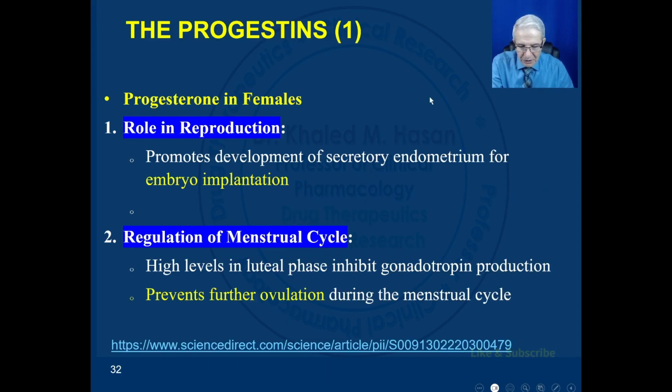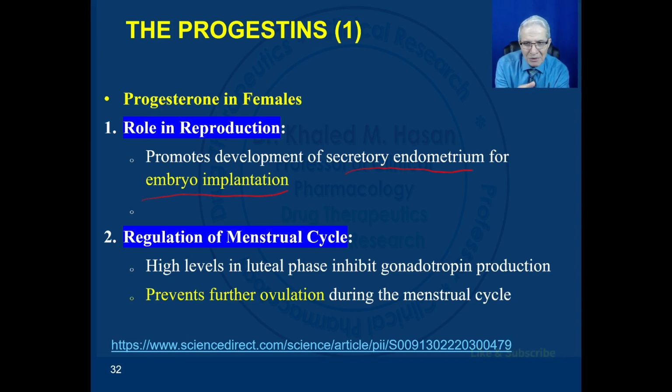Okay, what are the effects of progesterone in females? Progesterone plays an important role in reproduction. It prepares the endometrium for embryo implantation. So progesterone prepares the environment for the endometrium to receive the ovum and for embryo implantation, if we talk about pregnancy.